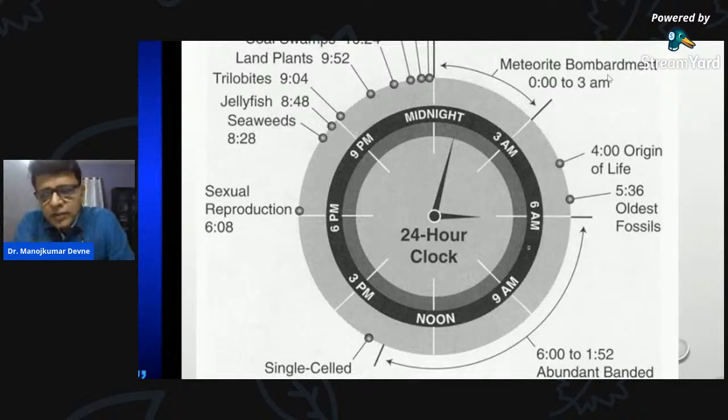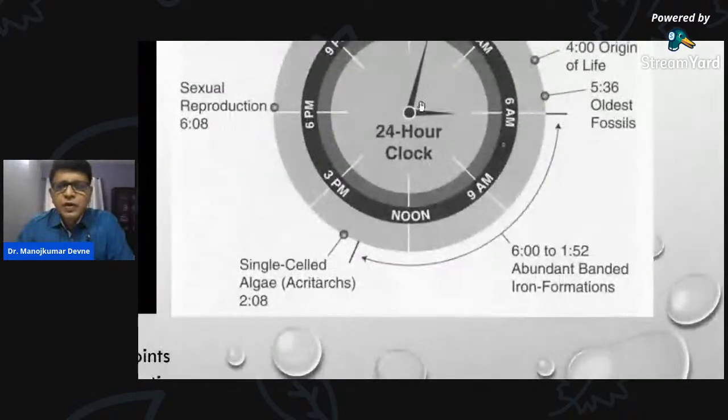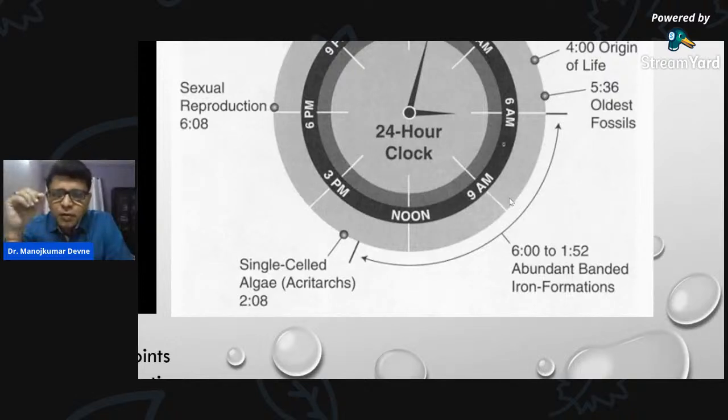Okay, then we come to early morning, 6 a.m. What happens at 6 a.m. and after 6 a.m.? Okay, you'll see that during this particular period you have abundant banded iron formations. Now, actually, it's very difficult to understand what banded iron formations are unless and until you watch that movie, How the Earth Was Made.